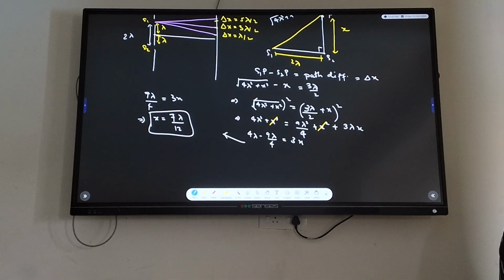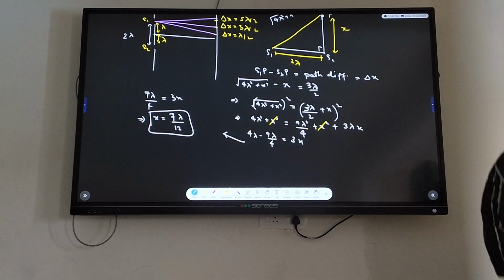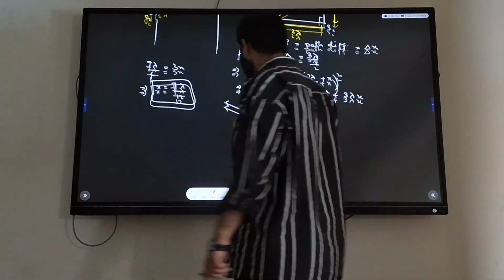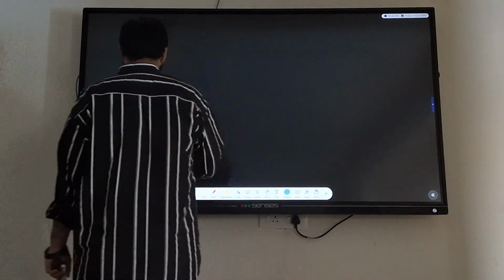Can I go on? Is it done? Do the simplification a little bit yourself. Okay. So take a new page and write modern physics.